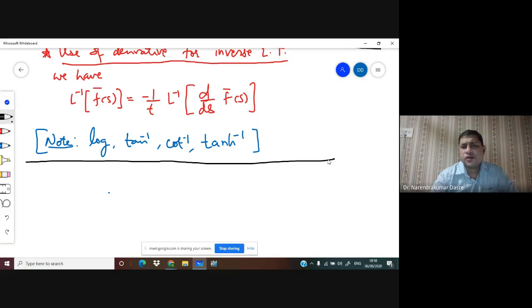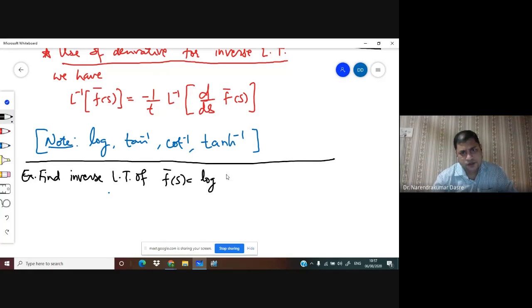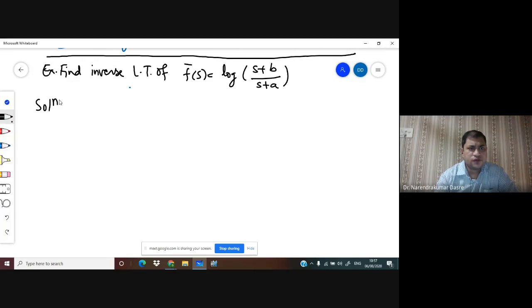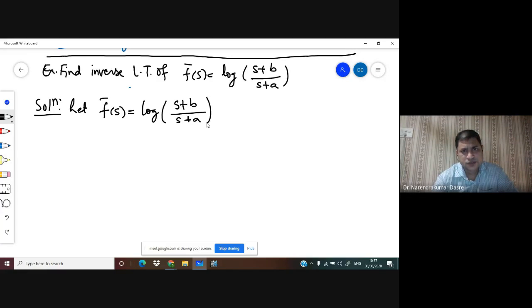So let us try an example based on this. We consider: find the inverse Laplace transform of f bar of s equal to log of s plus b upon s plus a. You can see this is exactly the log term that we want, so here this property should be used. So we'll go with the solution. f bar of s is equal to log of s plus b upon s plus a.